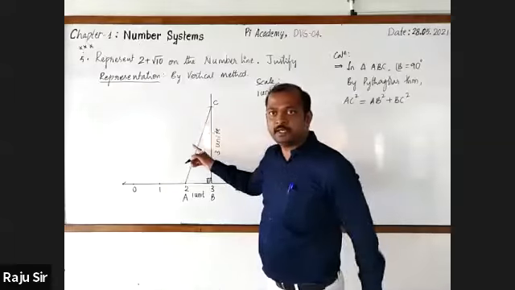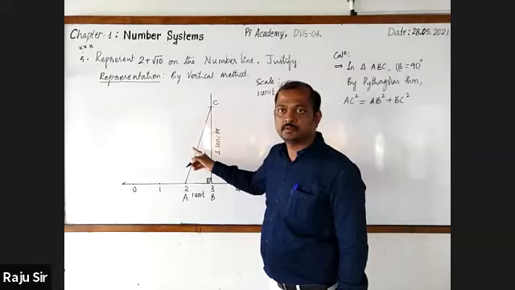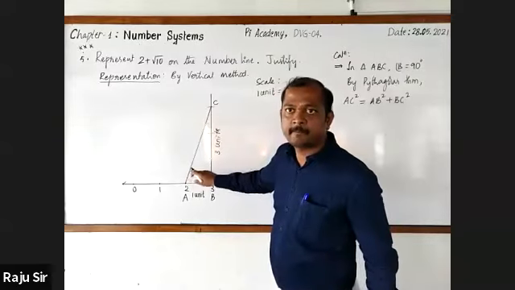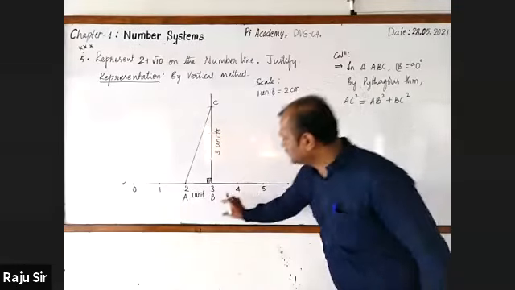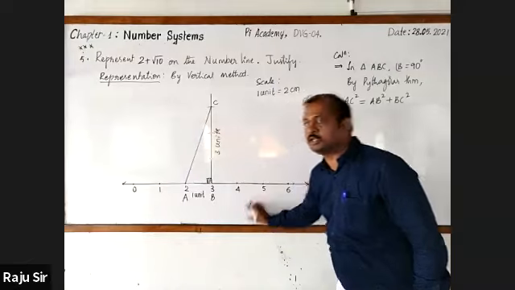Have you completed? Yes, sir. What is AC? Root 10. Hypotenuse. Okay, root 10. Let us show that in the calculation. Give some space to write the conclusion. Write it.